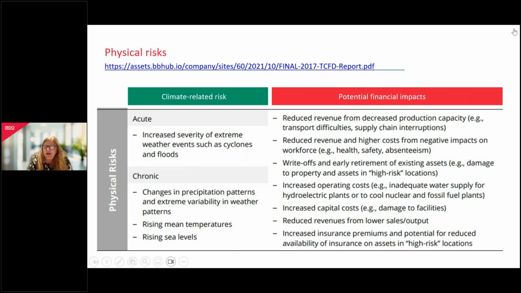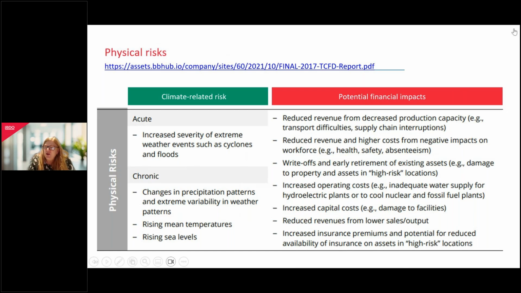So here it's a reminder of the various physical risks, how that could potentially reduce revenue because we've got decreased production capacity, or maybe we've got reduced revenue and higher costs because we've got negative impacts of climate risk and physical risks on the workforce. And maybe we've got early retirement of existing assets, etc. So depending what is the key risk for your business that you want to monitor, you might come up with different metrics that you want to focus on.